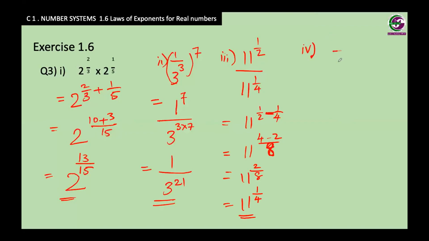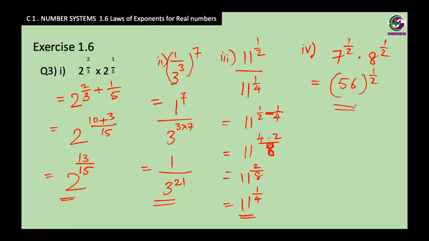Now the next one is 7 power 1 by 2 multiplied by 8 power 1 by 2. See, have you noticed the powers are the same here? So we can take the bases together. 7 times 8 is 56 power 1 by 2. And 56 is not a square number. 7 times 7 is 49, and 8 times 8 is 64. So we can't rewrite, so that will be your final answer.